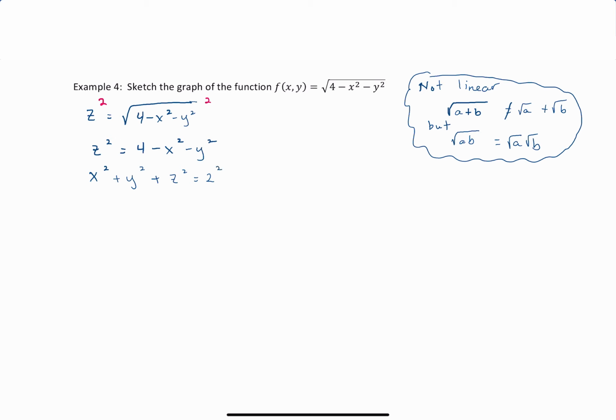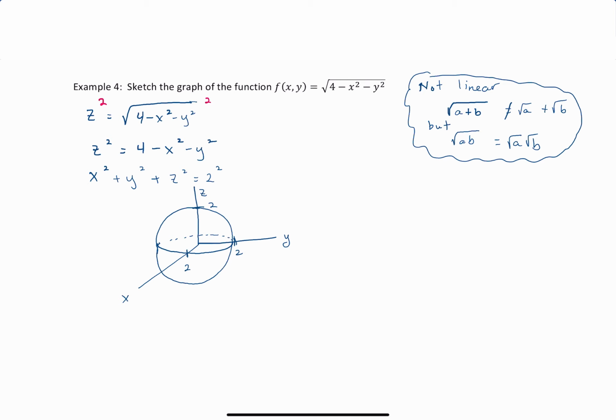So there we go. That's all we need to graph this. Got a sphere. Centered at the origin. And it has radius 2, so it's going out to 2 there. It's intersecting the x-axis at 2 there, and the z-axis at 2 there.